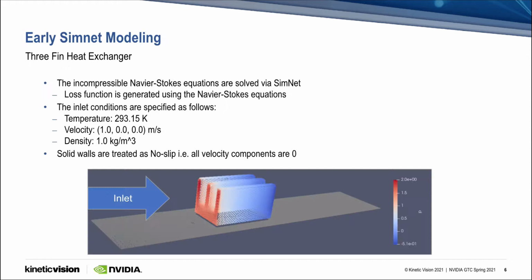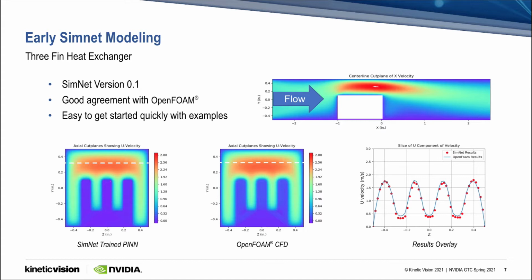One of the things that we did early on was, we took a look at SimNet in its early days and solved some of the very simple problems in SimNet. This is an example that you can get from the SimNet package. It's a three-finned heat exchanger, and we solved this in SimNet version 0.1. We got really great agreement with OpenFOAM results, and one of the things that we really loved was it was really easy if you were familiar with neural networks and were already doing some simulation work. It was really easy to get started with the examples and start using physics-informed neural networks right away.